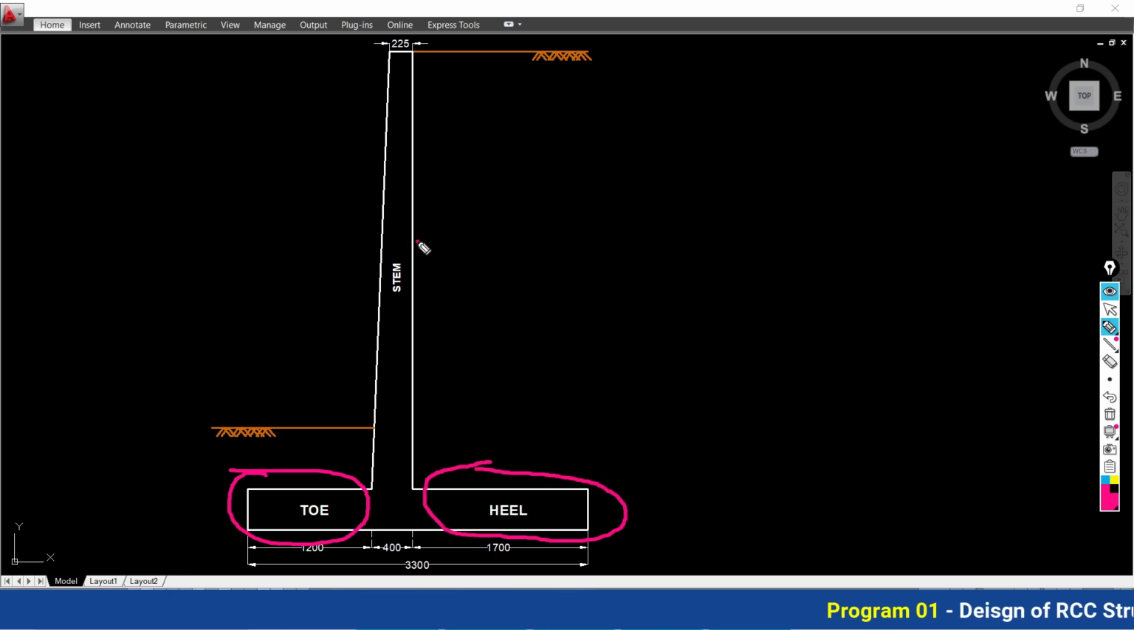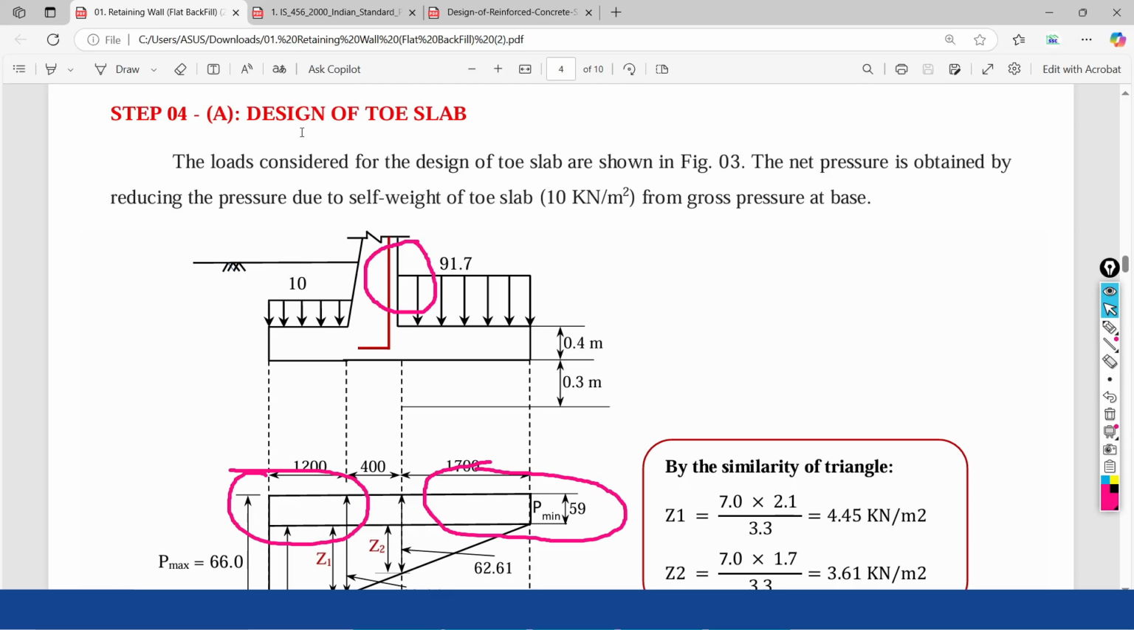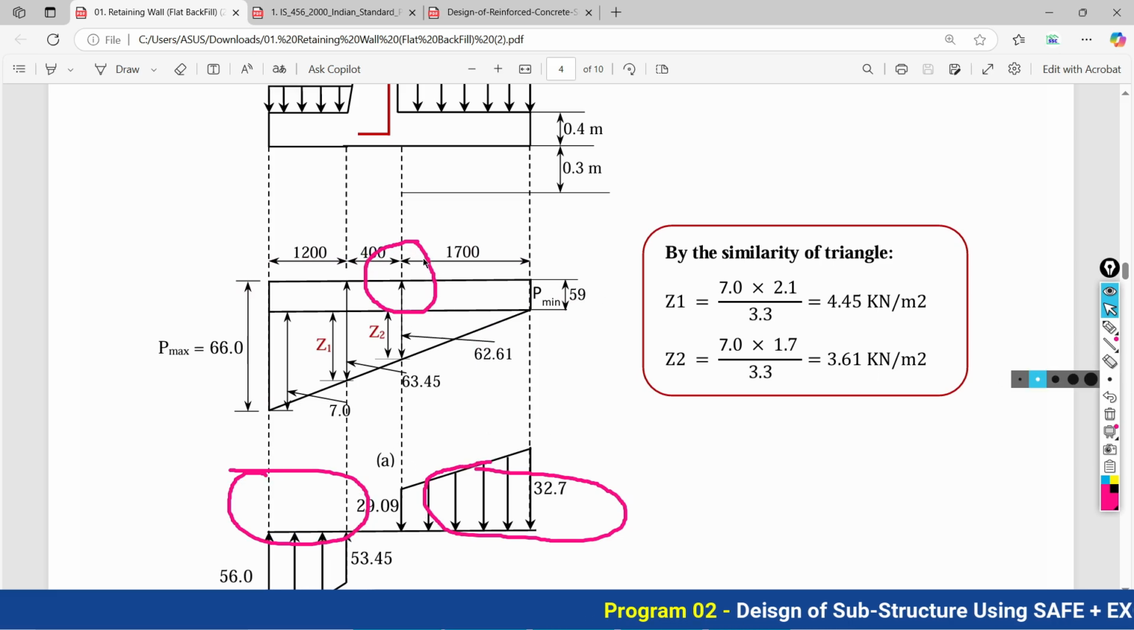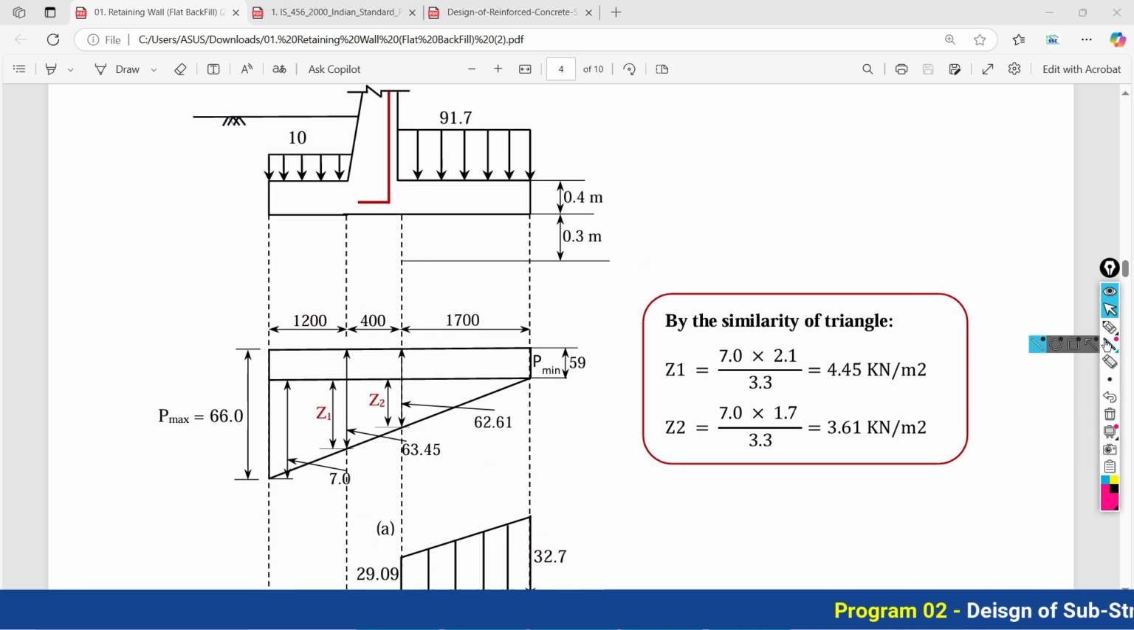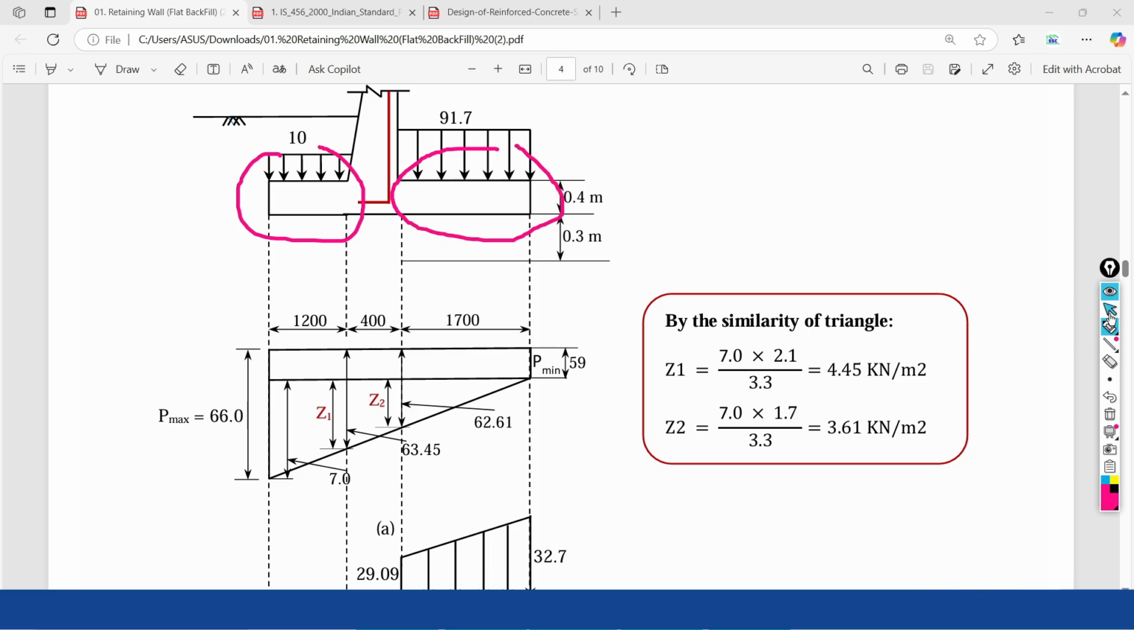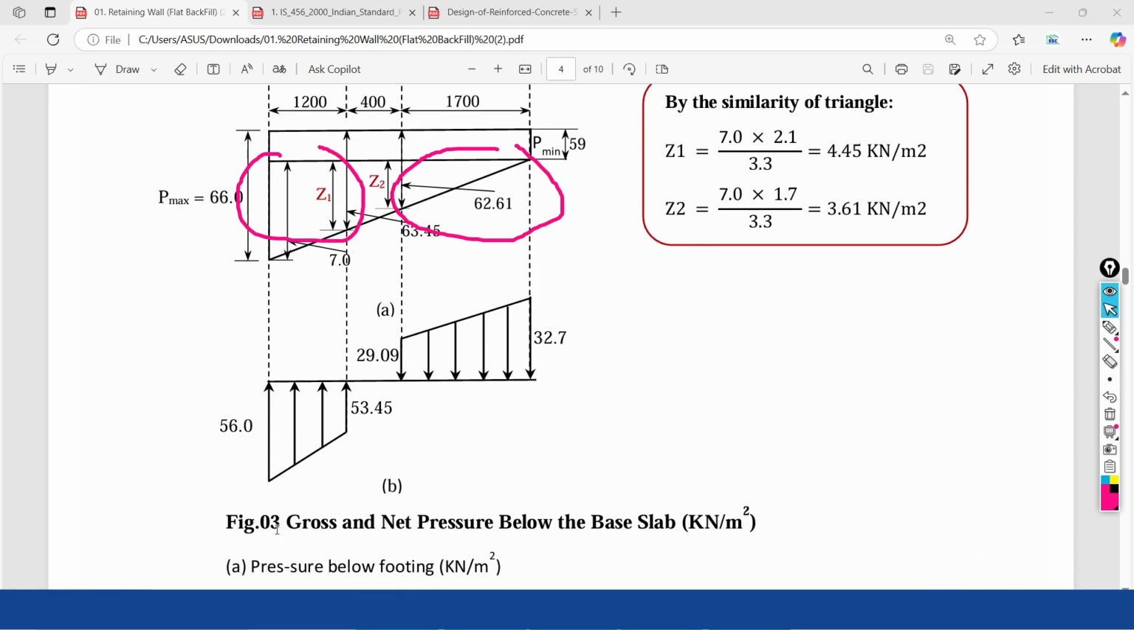And in the third part, we are going to design the stem of the retaining wall. So here in the design steps, firstly, we are going to do the design of the toe slab. The loads considered for the design of the toe slab are shown in the figure. What stresses are to be considered for designing the toe slab and the heel slab are given in your figure 3.